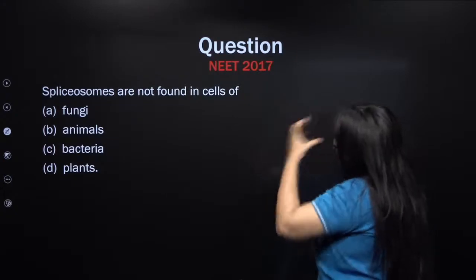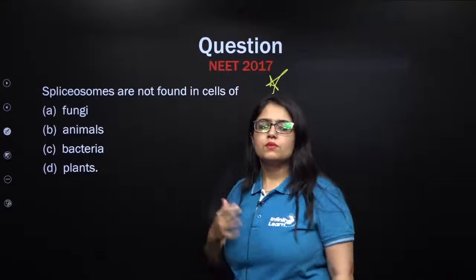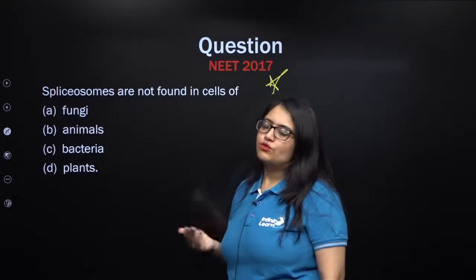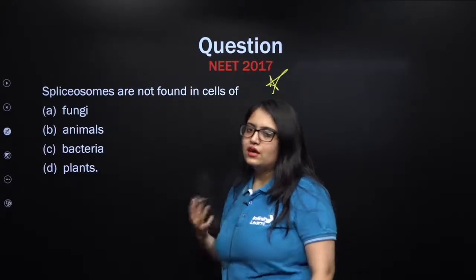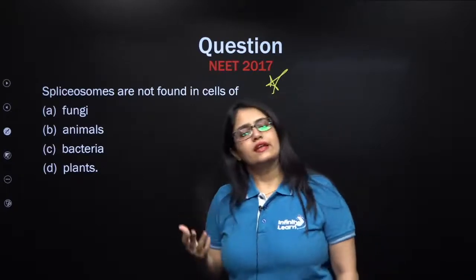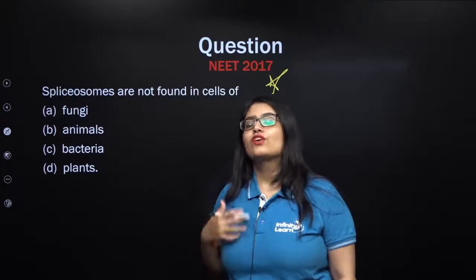Next question. Spliceosomes are not found in the cells of... The question was asked in 2016. The hint is very simple. Spliceosome has the function of splicing, and splicing means removal of the introns. This arrangement of exons and introns in a gene is known as split arrangement, and split arrangement of genes is a characteristic of eukaryotes. So spliceosome will have no role in a prokaryotic cell.